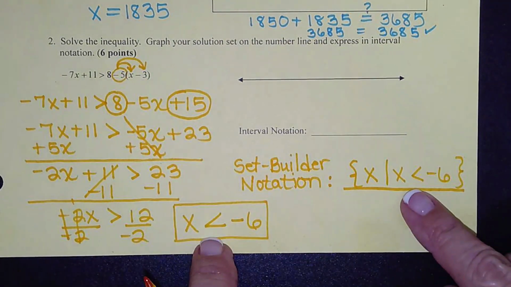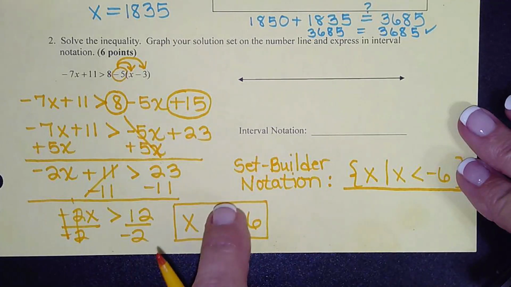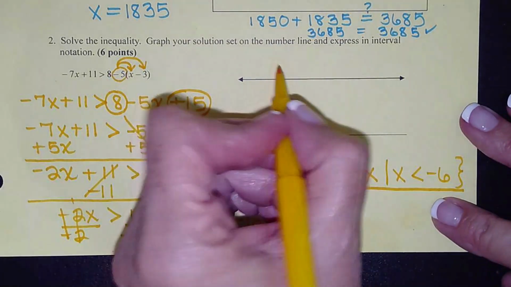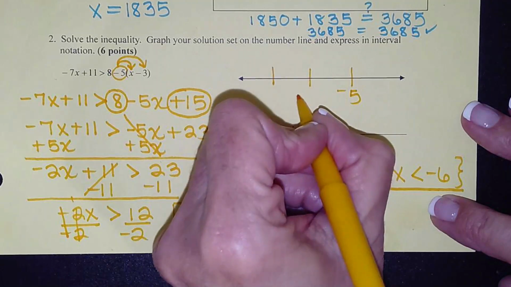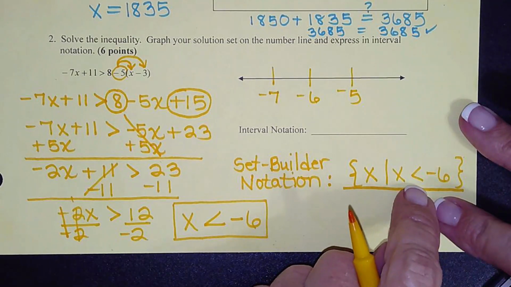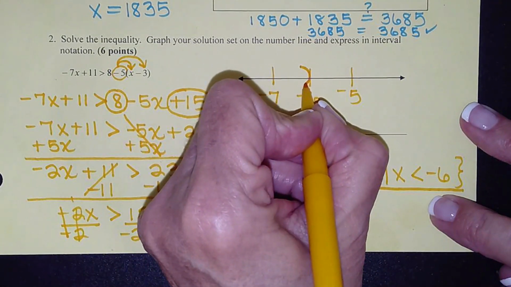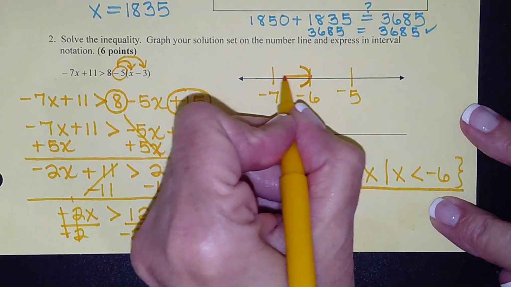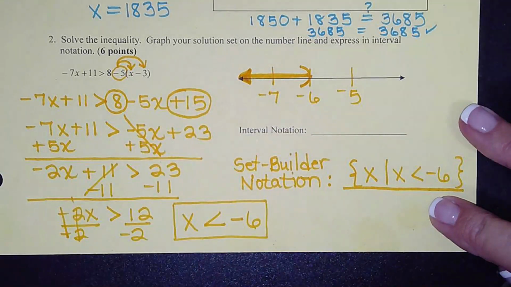Okay, so we have a less than, which means we're shading left. All the L's go together. Looks like an L, less than, shade left. So let's do negative 5, negative 6, negative 7. Less than left, no equal sign. That means it's a parenthesis, so a parenthesis at negative 6, shade left. And that's how we write our graph for this problem.